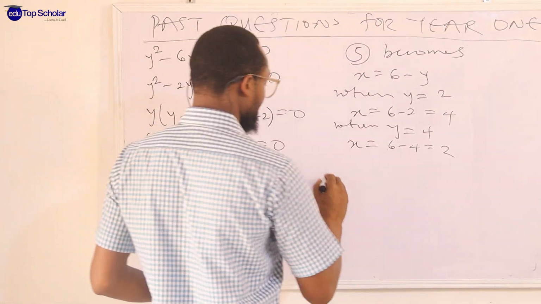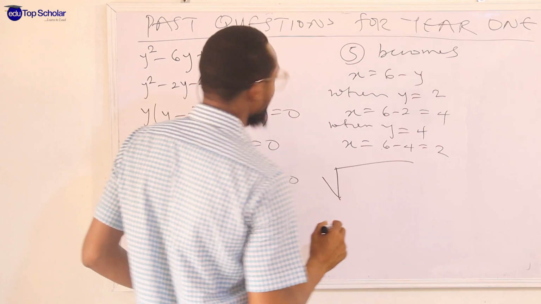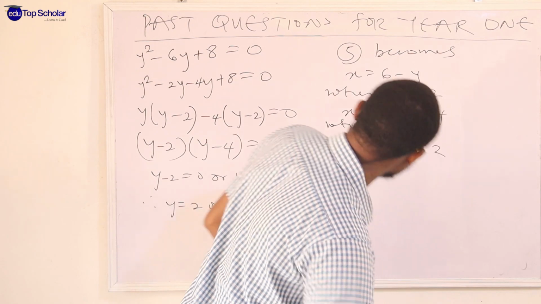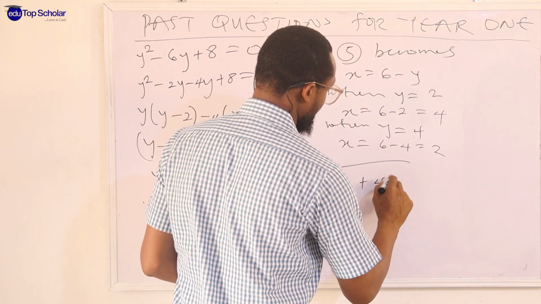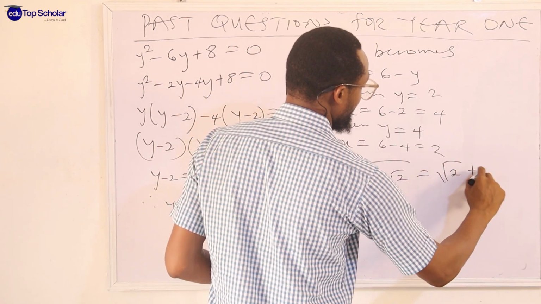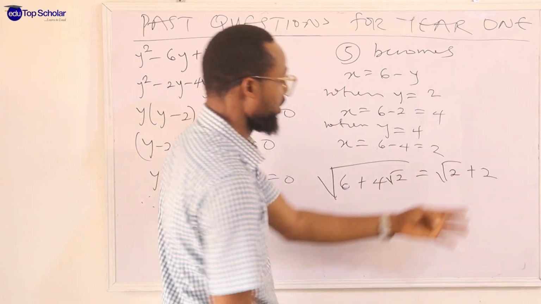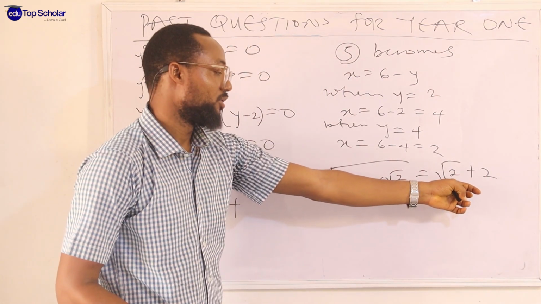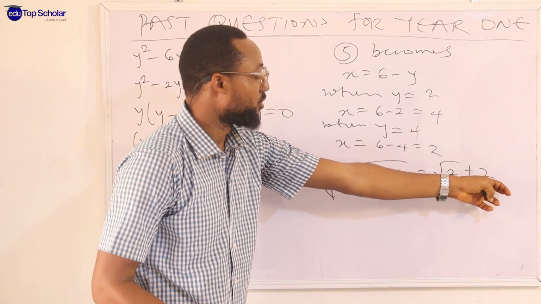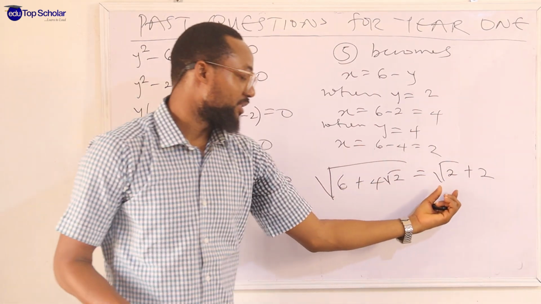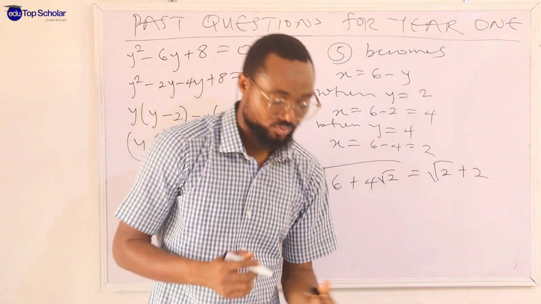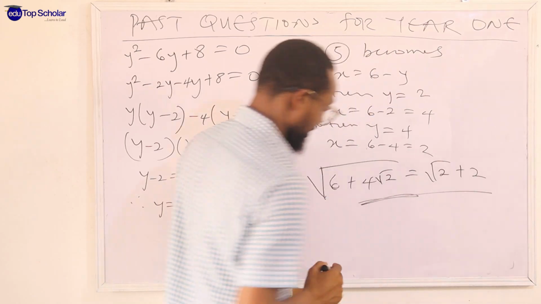And therefore, the square root of 6 plus 4 root 2 is equal to root 2 plus 2, or 2 plus root 2. When x is 2, our y is 4, so root 4 will be 2. And when x is 4 and our y is 2, then root 4 will be 2, so we have 2 plus root 2. So this will be the required solution.